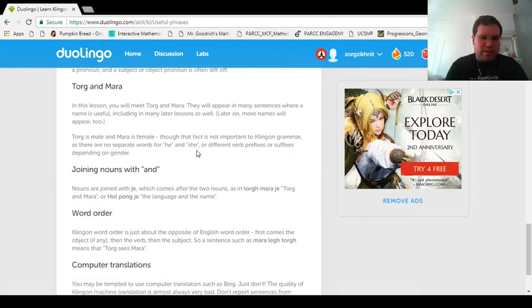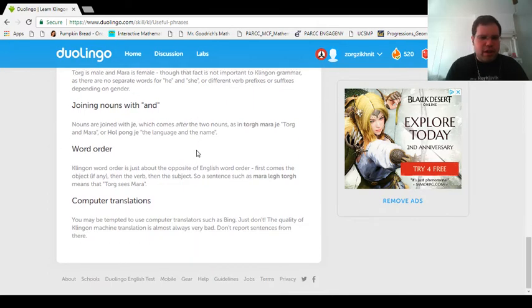Okay, Torg is male and Mara is female, although that fact is not important to Klingon grammar as there are no separate words for he and she, much like the Finno-Ugric languages or the Turkic languages. Okay, joining now with and. Okay, yeah, as we definitely noted. Klingon word order is about the opposite of English word order. First comes the object, if any, and then the verb, and then the subject. So Mara legh Torg means Torg sees Mara.